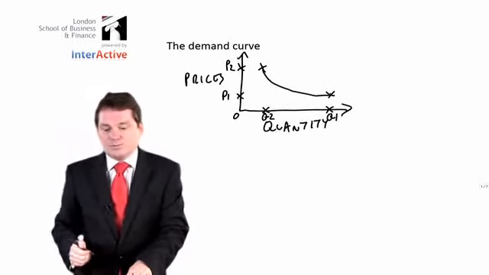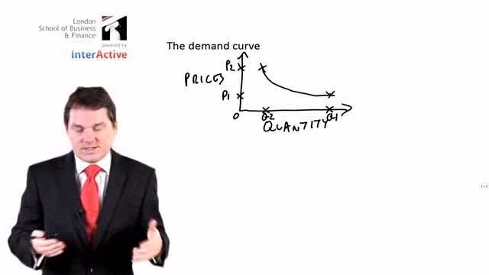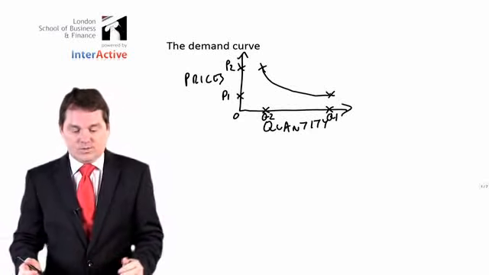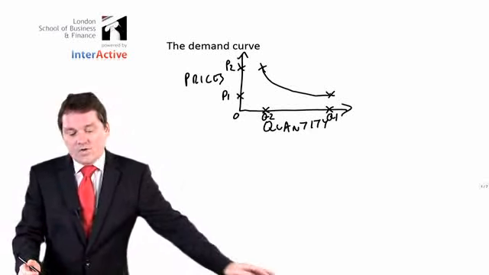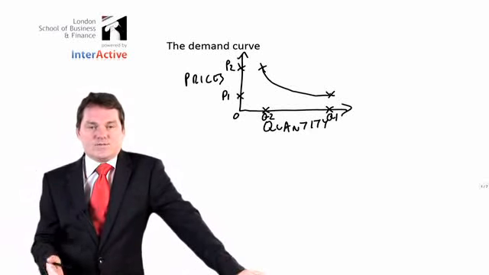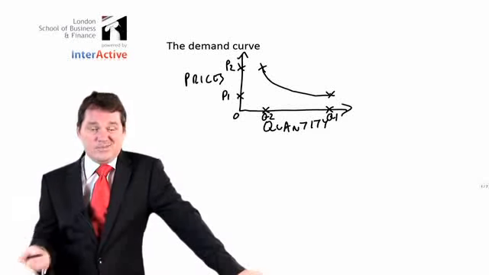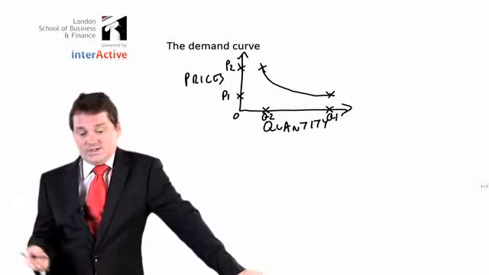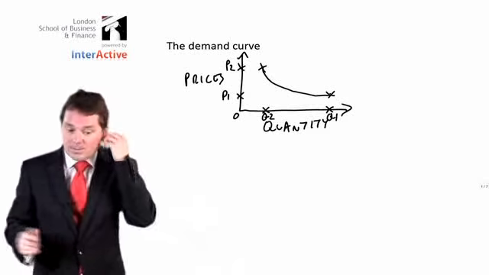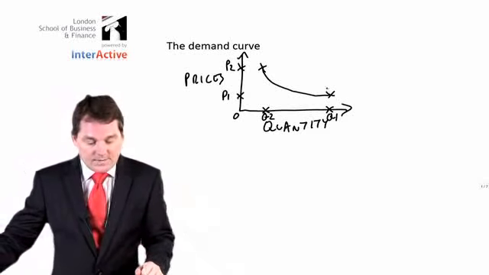Now you can see that there is a link between the two. Sometimes it's done as a straight line, sometimes it's done as a curve. It doesn't really matter, to be honest, for our purposes. The idea is simply that for the majority of products, if the price goes up, the demand goes down, and vice versa. If the price goes down, the demand goes up. That's the demand curve.